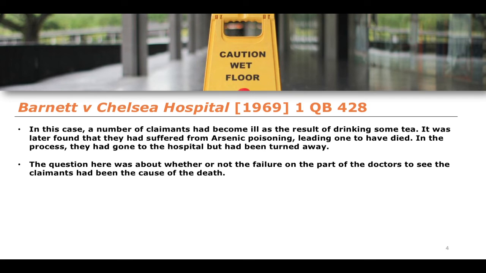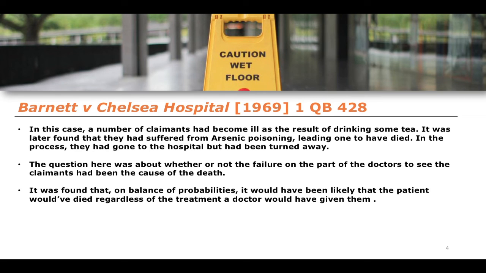So the question here is essentially, they had gone to the hospital, they had been turned away, and one of them died. Now for causation to be established, but for the turning of the claimants away from the hospital, would the damage still have occurred? Essentially, if it wasn't for the fact that the hospital had turned them away, would the claimant have still died? That is the question that we're asking here. Was it the failure of the doctors to see the claimant that was the cause of the death? If they had not been turned away, would they have still died?